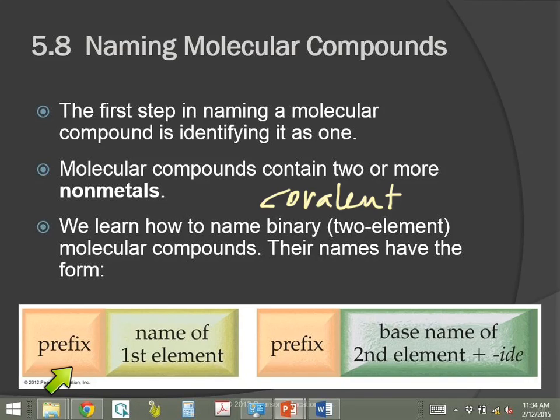So their names take this form: a prefix plus the name of the first element. It's a nonmetal, but it's going to pretend that it's a metal and not change its name. And then a prefix and the name of the second element with the ending changed to "-ide". So this is going to do the same thing that the nonmetal ions did.